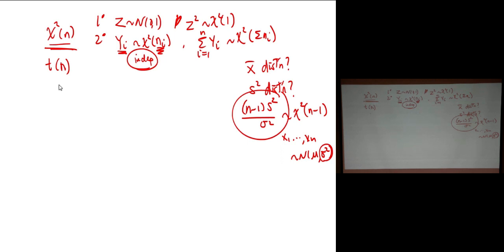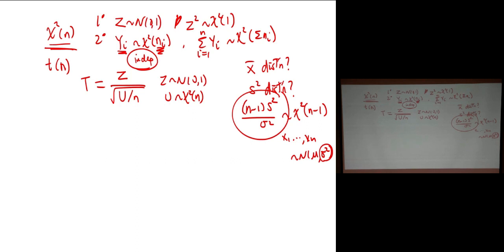The t-distribution is considered as the ratio of a standard normal Z divided by the square root of U over n, where Z is standard normal and U is a chi-square with n degrees of freedom. So it can be considered as the ratio of two random variables. One is the standard normal, the other one is the square root of the random variable divided by n, the degrees of freedom. Why do we have such a thing?